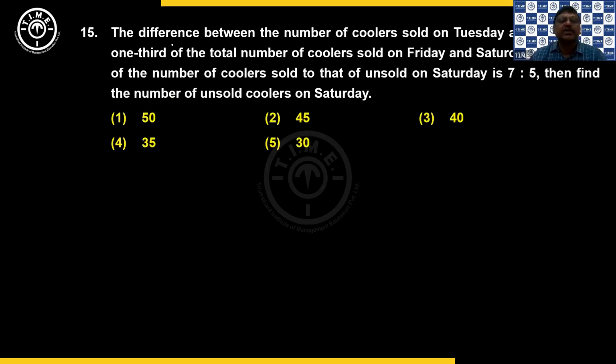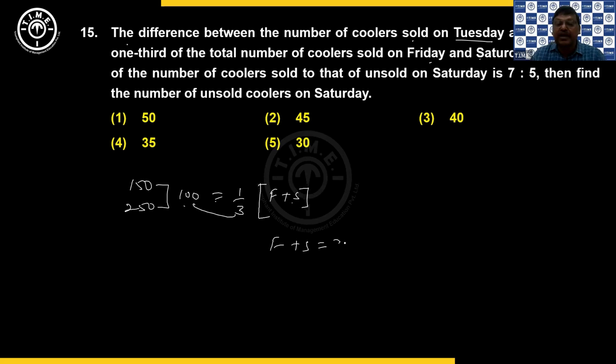And the last one, students. In this set, the difference between the number of coolers sold on Tuesday and Monday. Students, Tuesday and Monday, what is the difference, please? You said Monday is 150, Tuesday is 250. What is the difference? 100. This 100 is one third of the coolers sold on Friday and Saturday together. So what is Friday and Saturday together? 3 goes to the other side, 300.